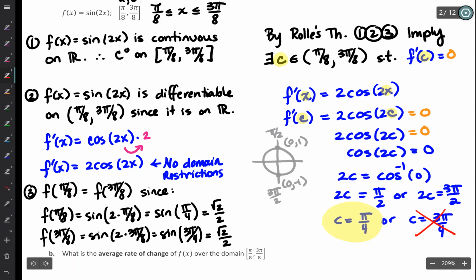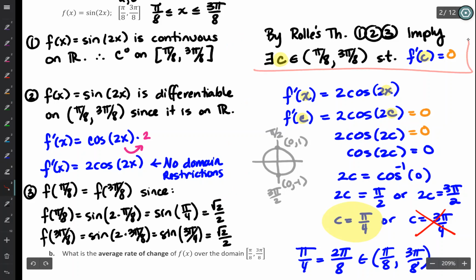Right? This one doesn't live in that interval. Pi over 4 is 2 pi over 8, and 2 pi over 8 lives between 1/8 of pi and 3/8 of pi. All right, so we verified 1, 2, 3 hypotheses of Rolle's theorem. The conclusion of Rolle's theorem is that there's got to be an x value in that open interval such that the derivative is 0 there. We found the derivative, set it equal to 0, and solved for that x value that lives in that interval. We verified the conclusion.